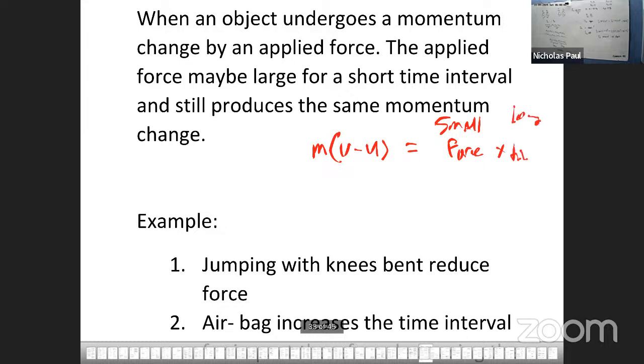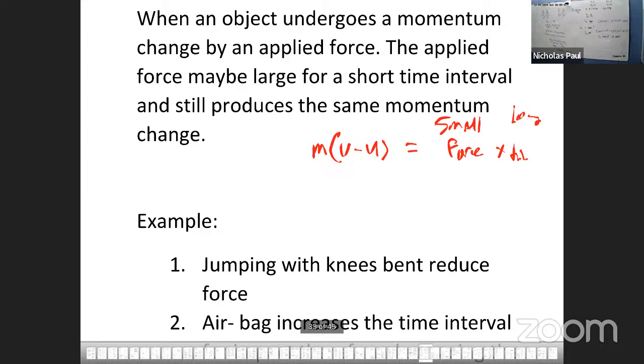So for example, when you jump and you land on the ground with your knee bent, it will take a longer time to straighten up. So what will happen there is a longer time with you being in contact with the ground. That's one of the reasons why you jump with your knee bent. If you try to jump with your knee straight, you're going to have a larger force in a short time, and you can end up damaging your knees.